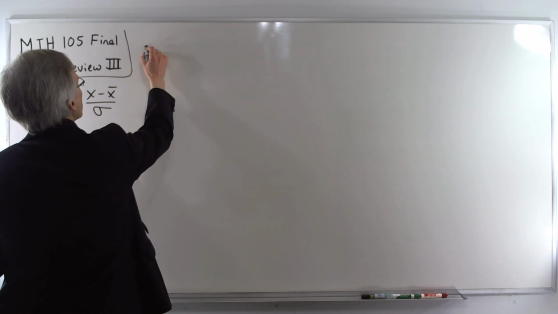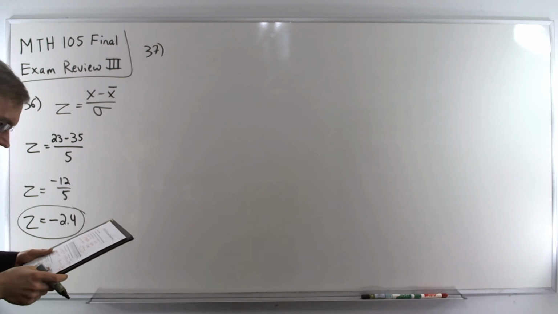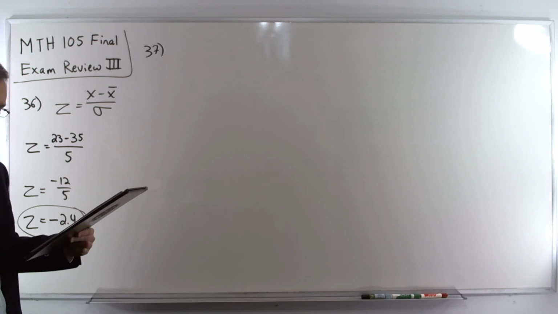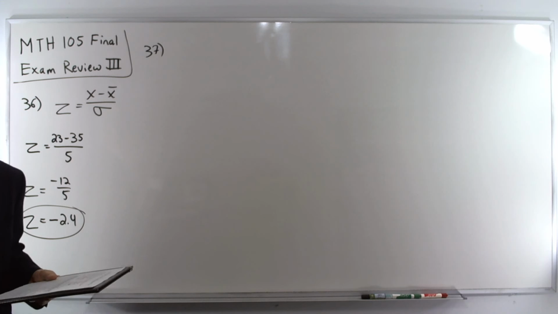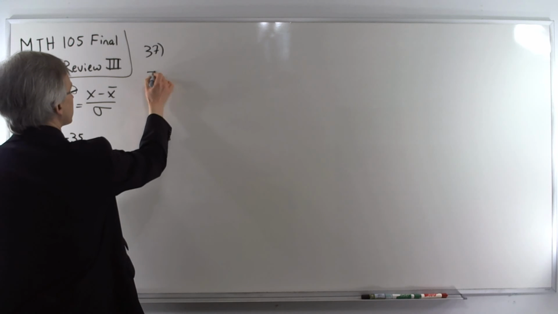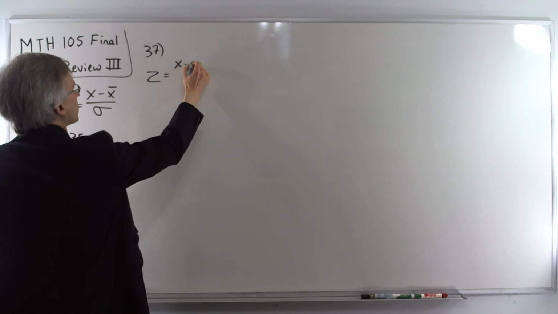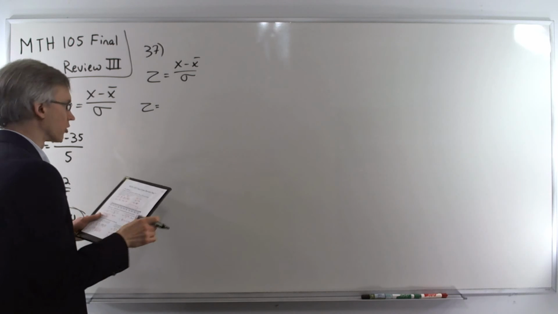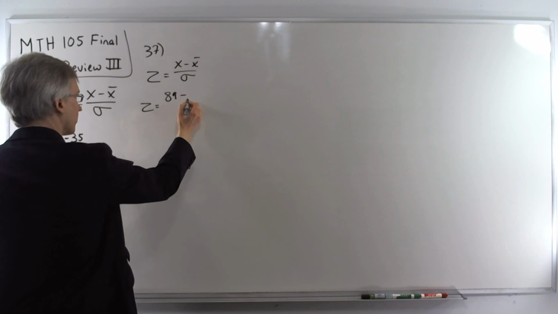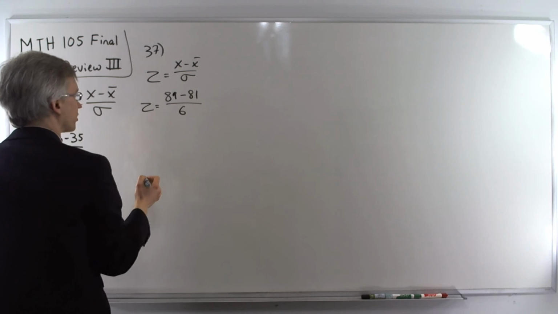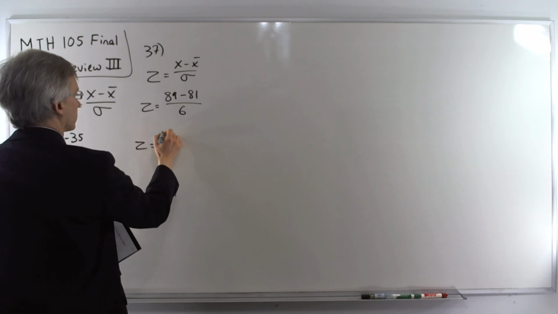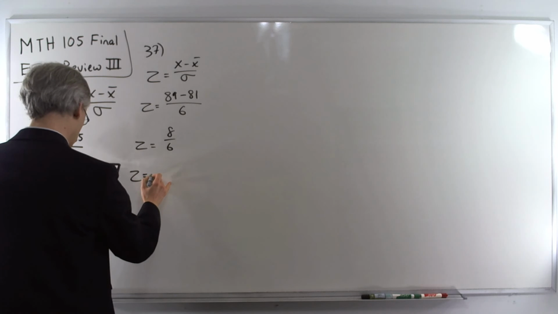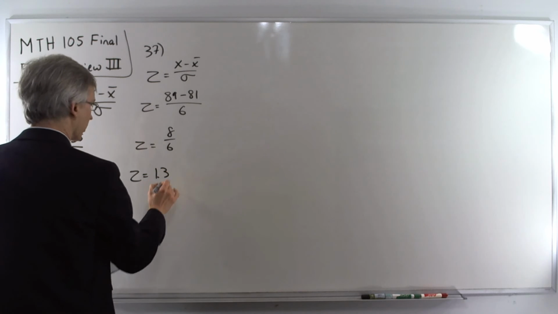37. Joanna scores 89 on an exam, which has a mean of 81 and a standard deviation of 6. How many standard deviations above the mean is her score? Well, that's exactly what z-score tells us. So we just calculate the z-score for this. So Joanna's score was 89, so that's the individual item there, minus the mean of 81 divided by the standard deviation of 6. So that gives us 8 over 6. So z is, we can round this to the nearest tenth, 1.3.